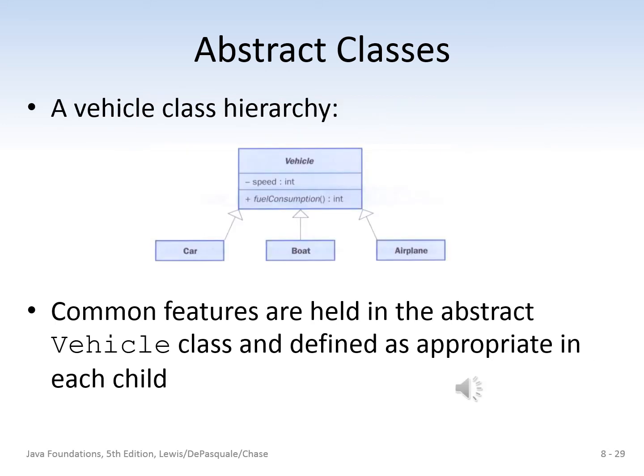In this example, the vehicle class is abstract, and the common features are defined as appropriate in each child class. So they're abstract in the vehicle class, but defined as appropriate as needed in each child class.